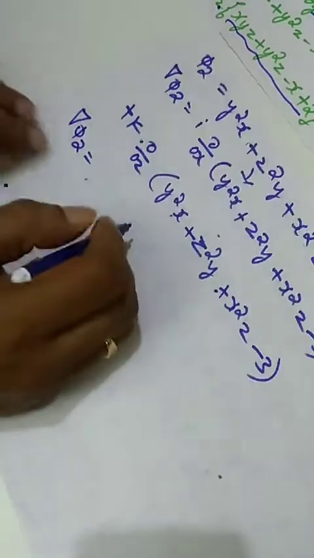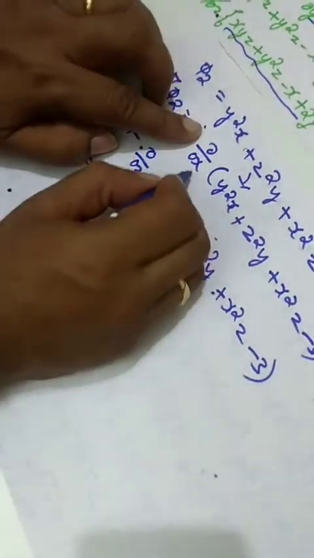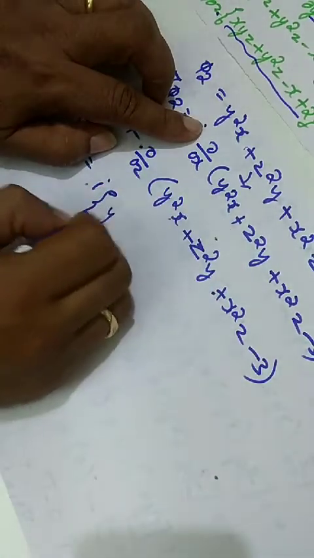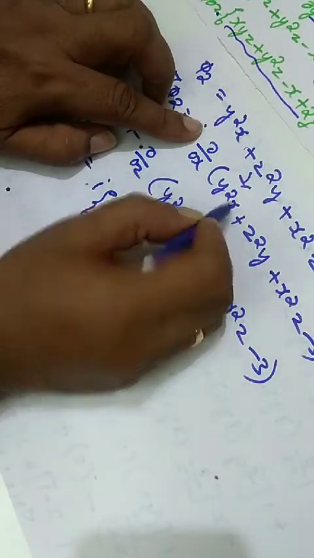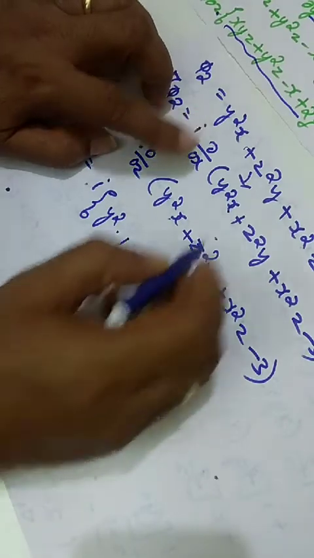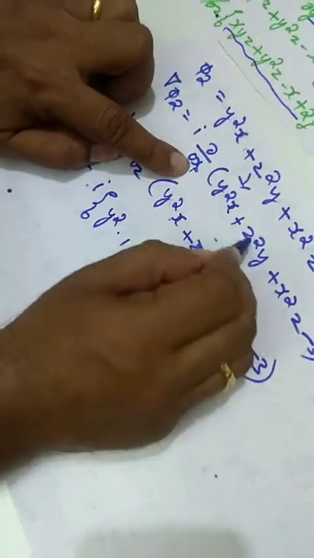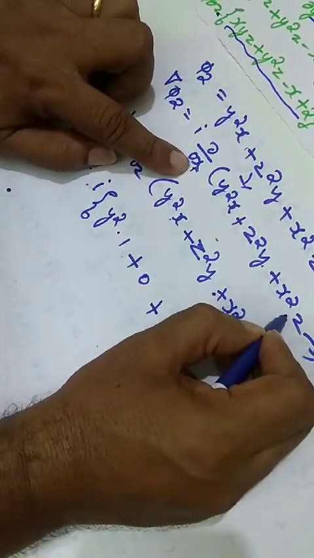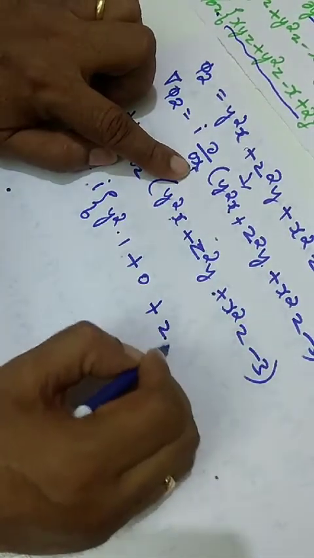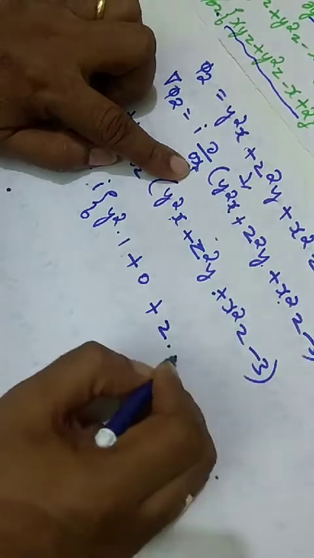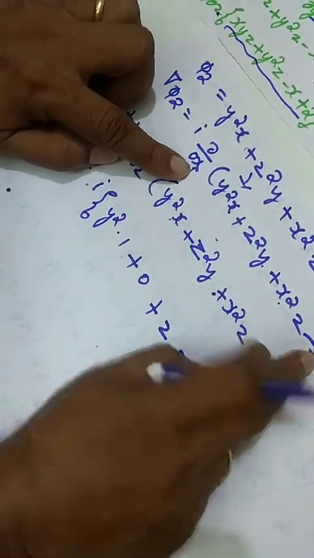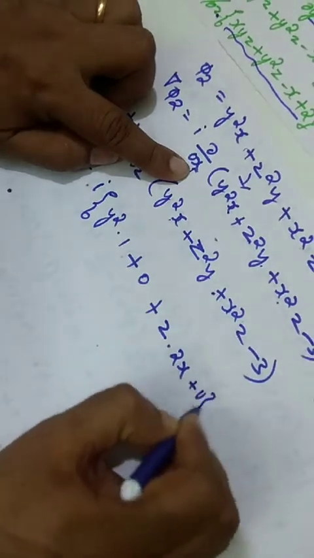Del phi 2 is equal to i into, with respect to x, first term: y squared is constant, take it outside, del by del x of x is 1. Second term, with respect to x both z and y are constant, 0. Third term, z is constant, take it outside, differentiation of x squared, 2x. Fourth term, 3 is constant, 0.